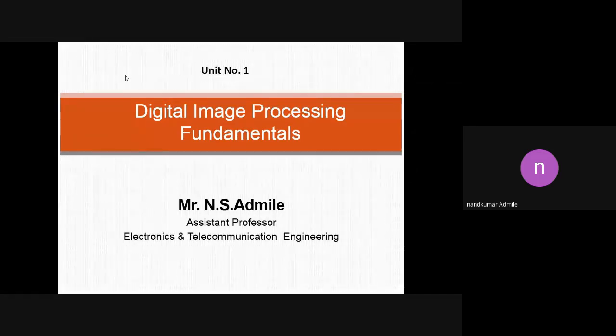In the morning lecture, we studied the different techniques to capture the image and to represent the image. We studied three techniques of image acquisition. The first technique is image acquisition by using a single sensor. The second technique is image acquisition by using a sensor strip. And the third technique is image acquisition by using a sensor array.